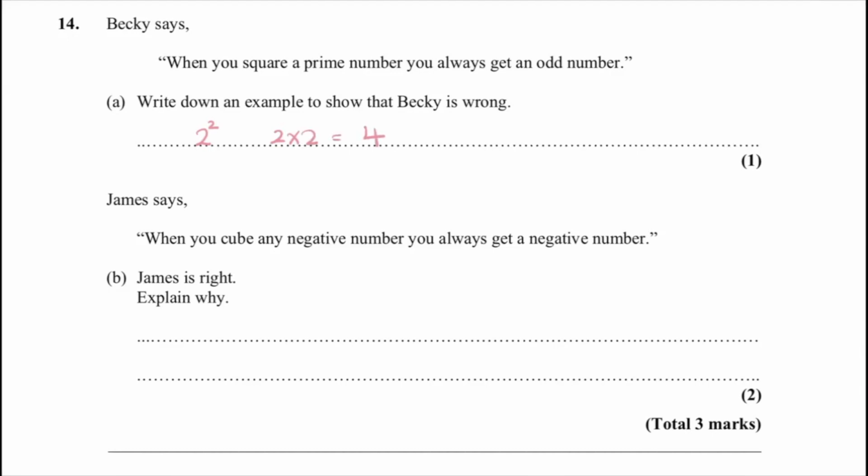When you cube any negative number, you get a negative number. So cubing is multiplying a number by itself 3 times. So that would be multiplying a negative number 3 times. Now, if we look at the first 2, when they get multiplied together, they will create a positive number, but you've still got that times by another negative, and a positive and a negative makes a negative number, and that's it, that proves it.